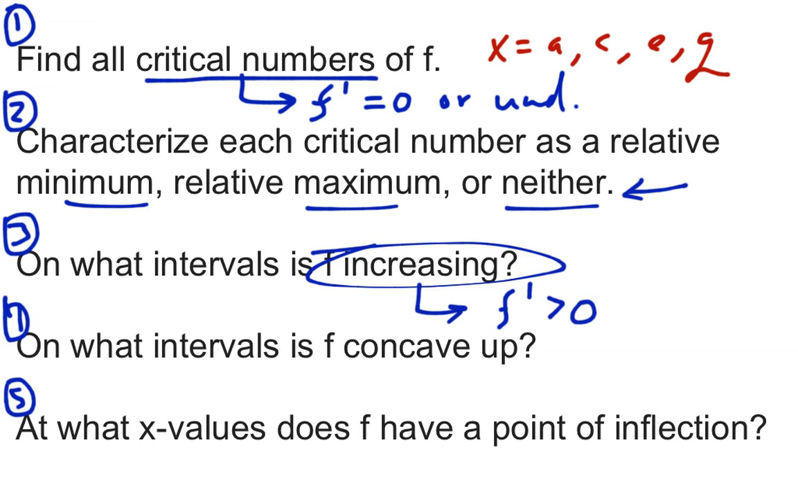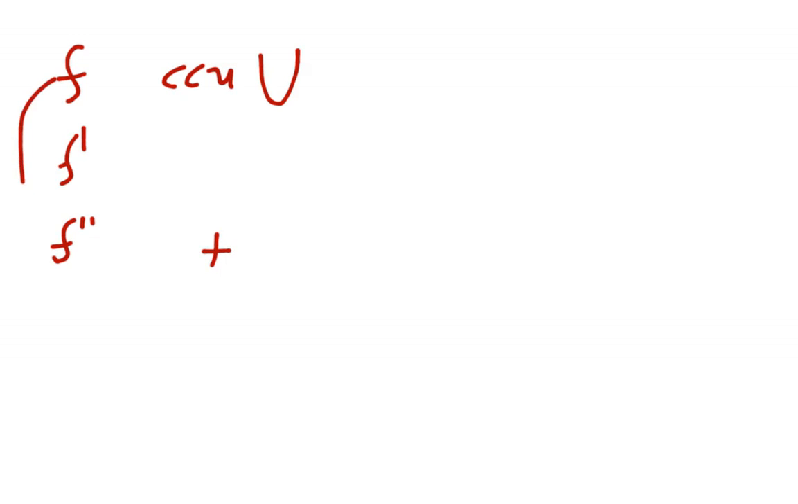On what intervals is f concave up? Okay, so to answer this question, obviously we have to remember what concave up means. If f is concave up, or happy, that means that f double prime is positive. So I'm going to write positive. And now, let's actually figure out the relationship between, so you go from f to f double prime. If f is concave up, that means f double prime is positive.